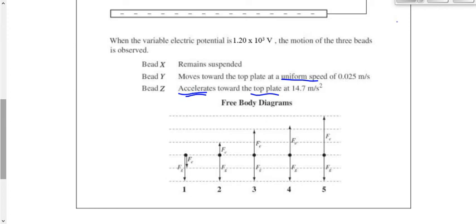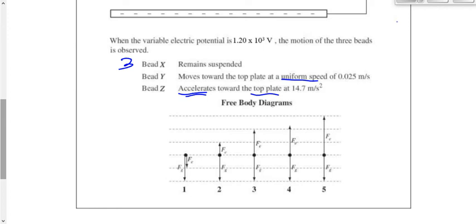Bead X. Bead X remains suspended. What do we know about the forces if it remains suspended? Chase? Good. So that means it's going to be 3. Bead X is going to be represented by free body diagram 3.